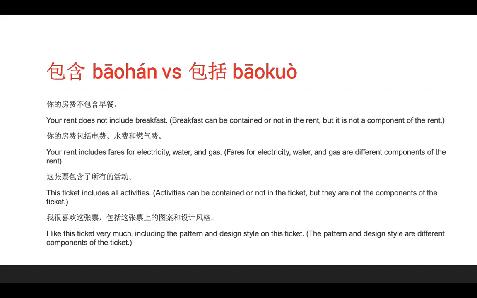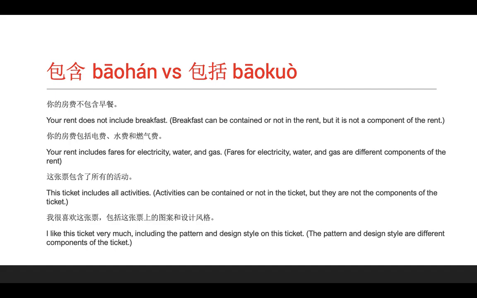However, 你的房费包括电费、水费和燃气费. Your rent includes fees for electricity, water, and gas. So here, fees for electricity, water, and gas are different components of the rent. In this case, you are going to use 包括.